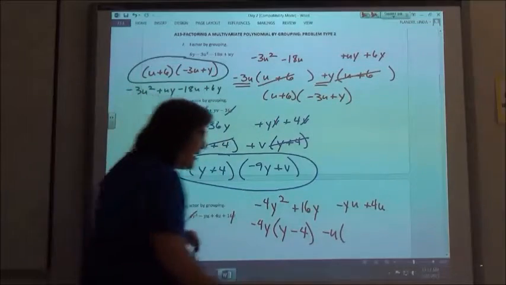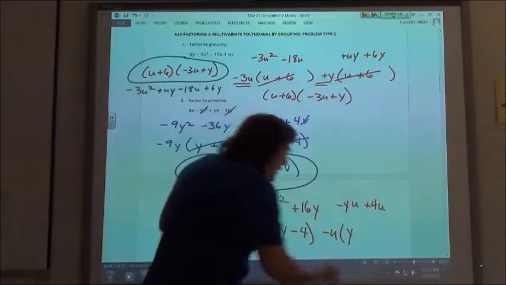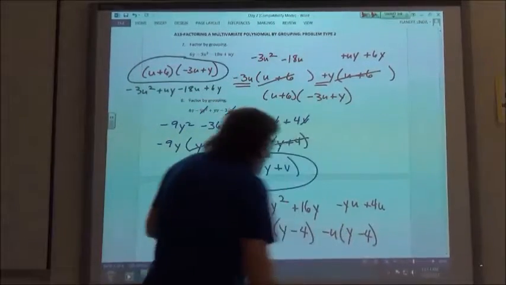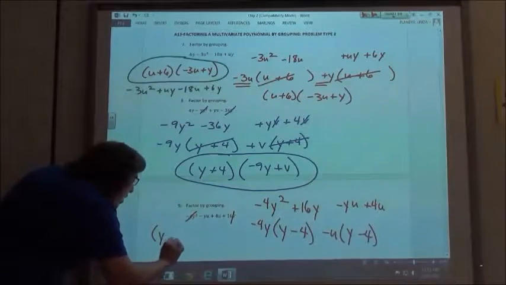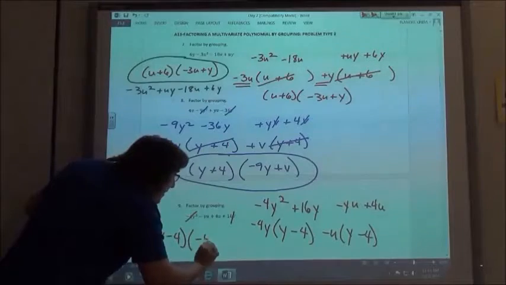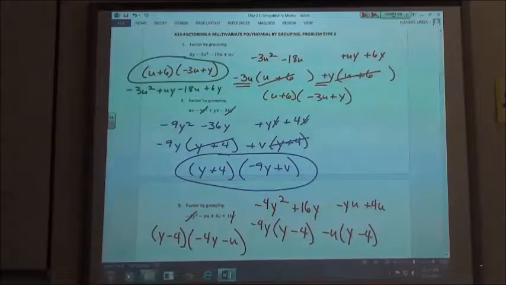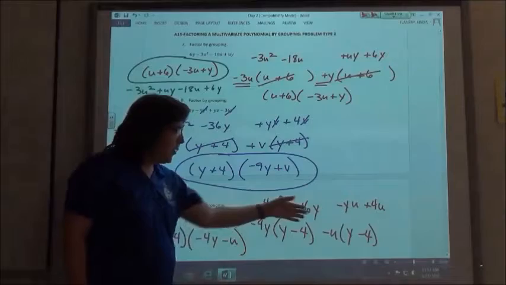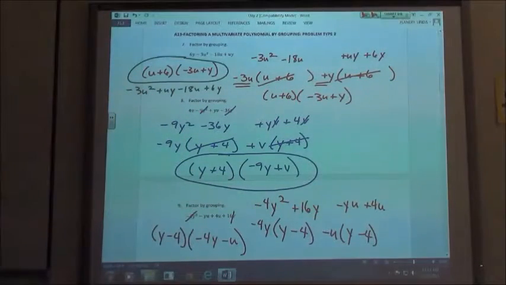Negative divided by a negative leaves me a positive y. Positive divided by a negative leaves me a negative 4. So my common factor in this case is the y minus 4. My other factor is going to be negative 4y minus u. Now, had you decided to start with this being positive, your answer is going to look slightly different, but it's still going to be equivalent to what we have here.